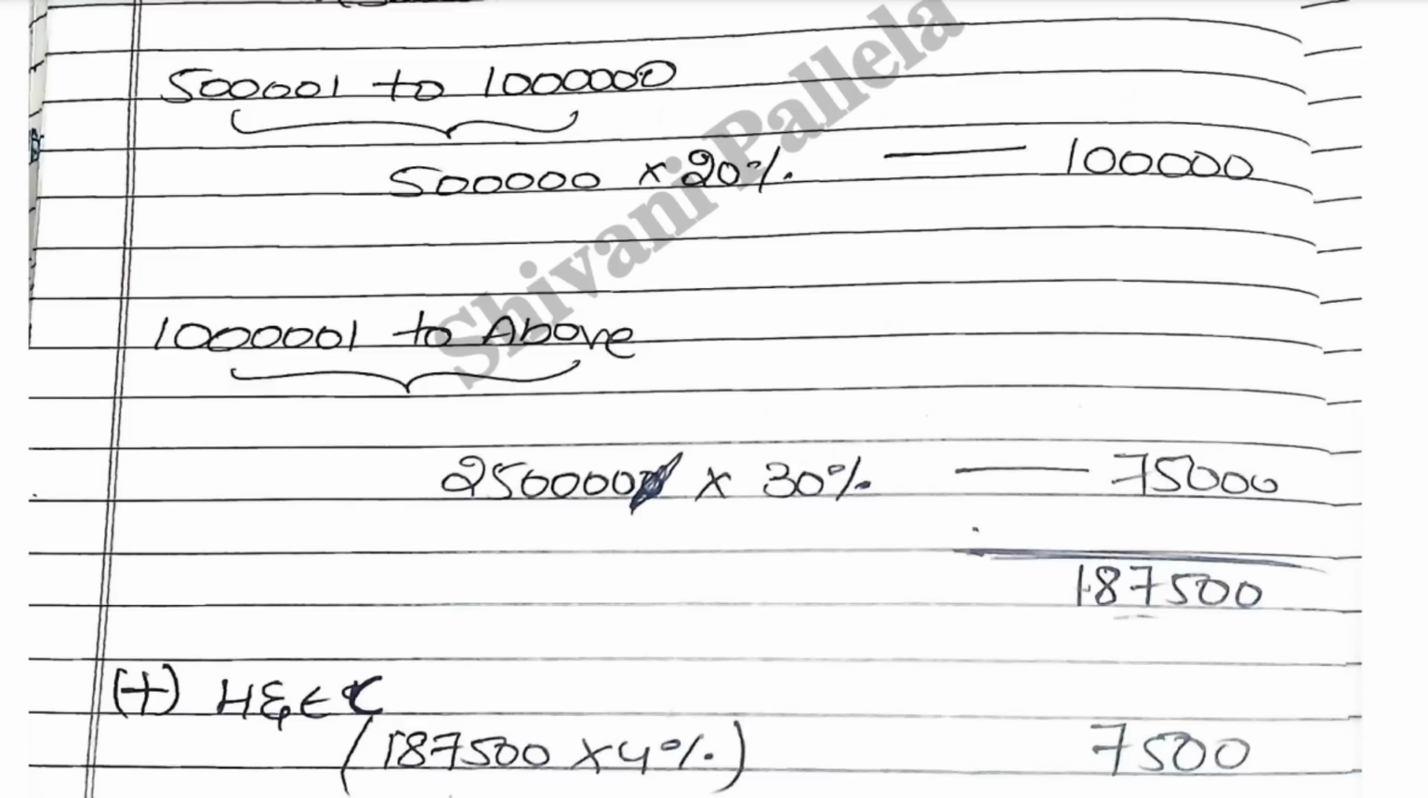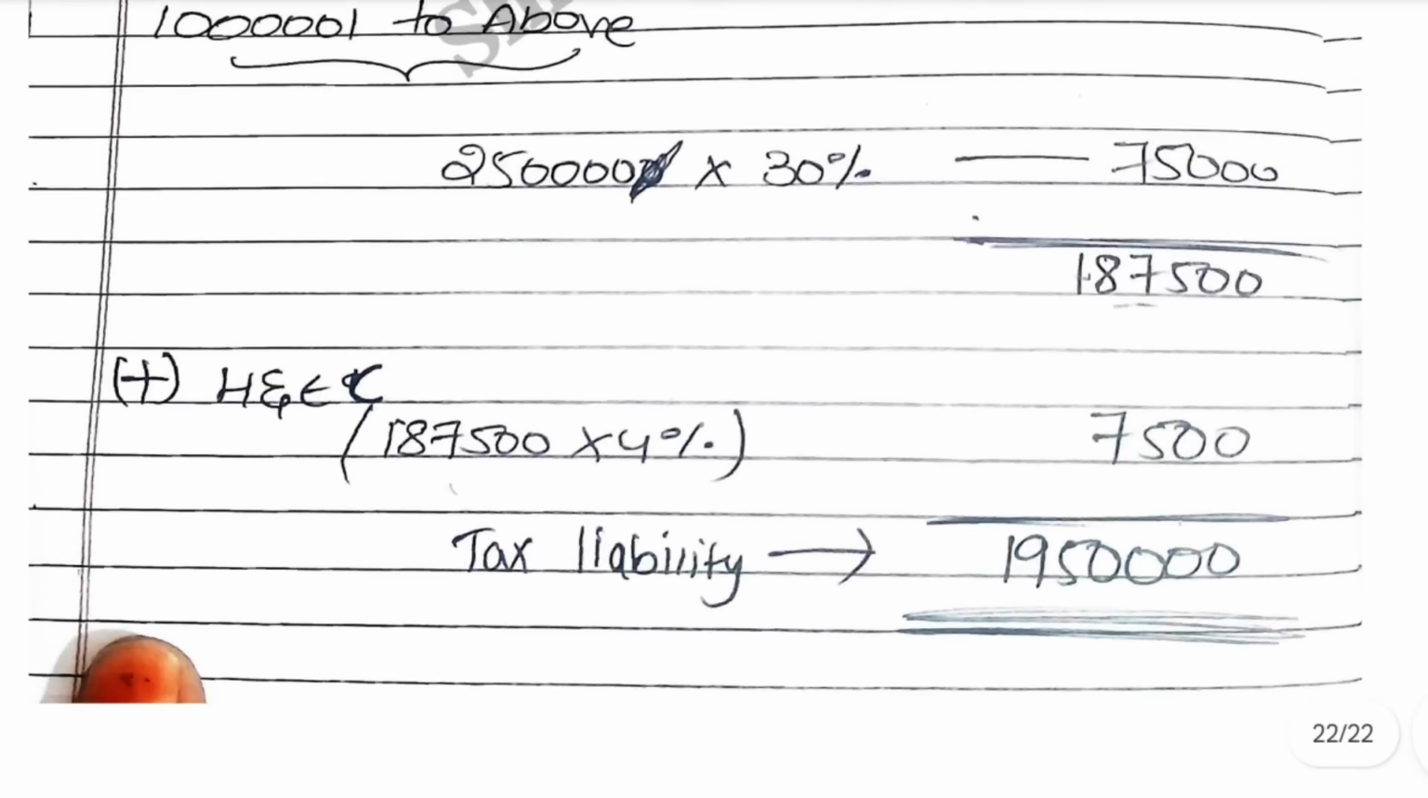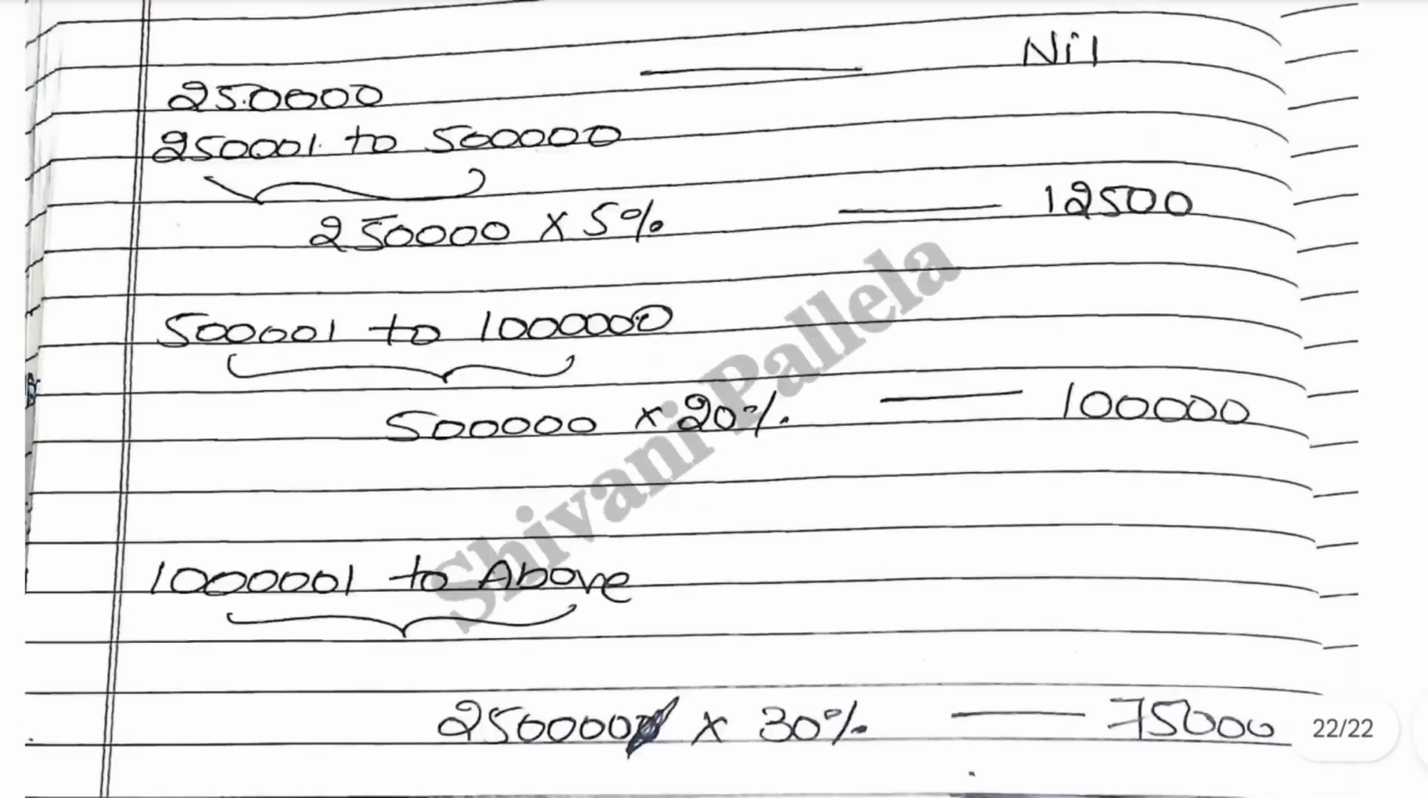Rebate will not be calculated. Why? Because she is not earning below 5 lakh rupees. Surcharge will not be calculated because she is not earning more than 50 lakh rupees. Health and education cess in every question we need to take, no? 4%. So 1,87,500 into 4% means 7,500. If you add that to the 1,87,500, you will get the tax liability of 1,95,000. So this is about your whole income tax subject, amma. Okay.